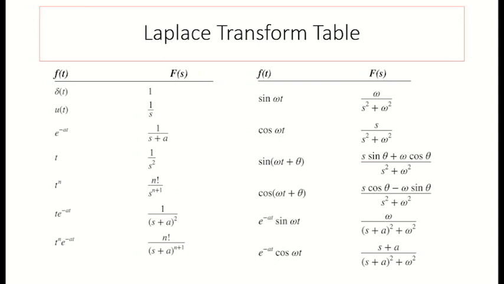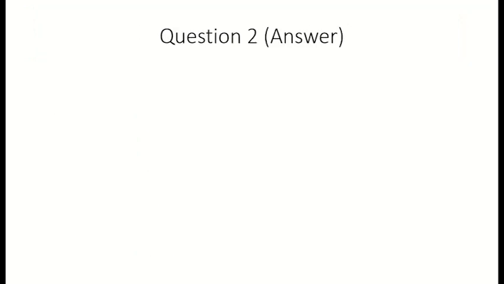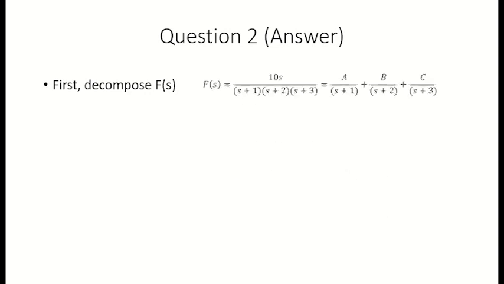And you need to try to decompose your F of s to actually match the F of s given in this Laplace transform table. Okay, first what we can do is we decompose the F of s. We know that F of s has 3 poles, so there will be 3 parts of this decomposed F of s. So F of s is decomposed into A over s plus 1 plus B over s plus 2 plus C over s plus 3.